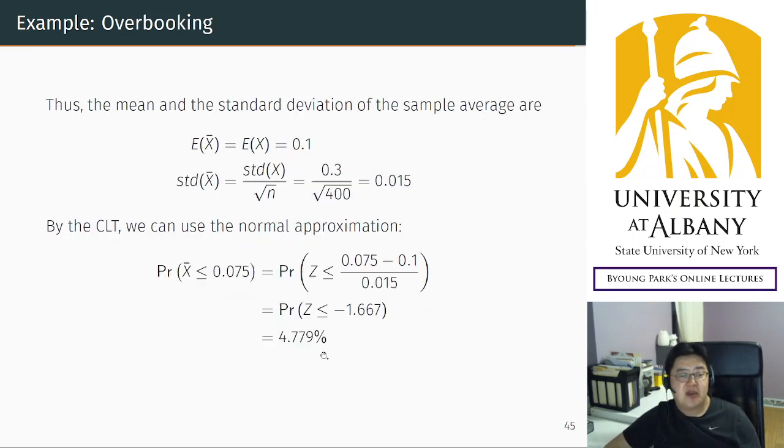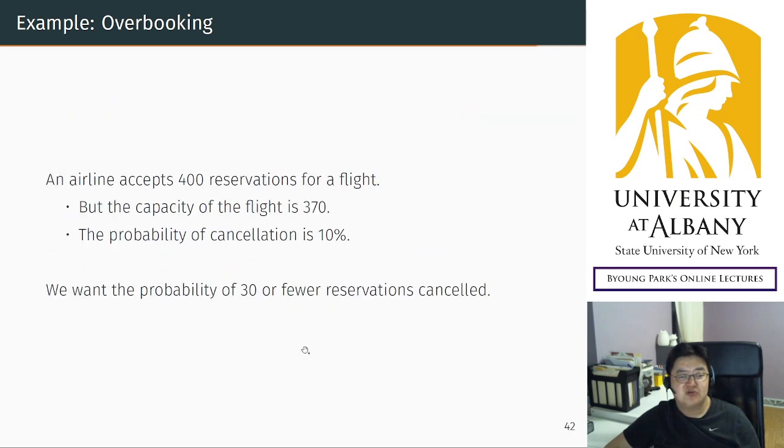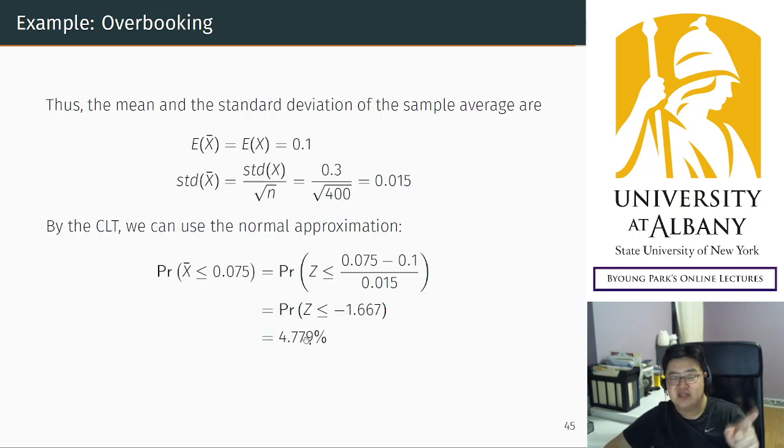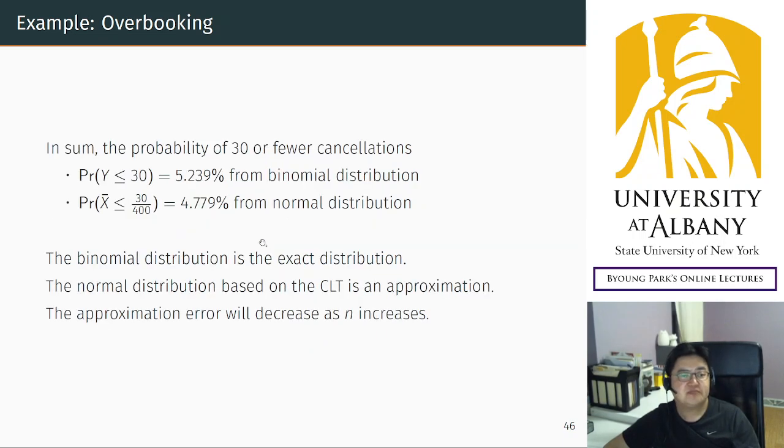So compare this result to this. This is the truth, and this is the approximation. You may think there is an approximation error. The difference is the approximation error from the central limit theorem. The approximation error may still exist, but it will decrease as the number of reservations increases, and it is obviously much easier.